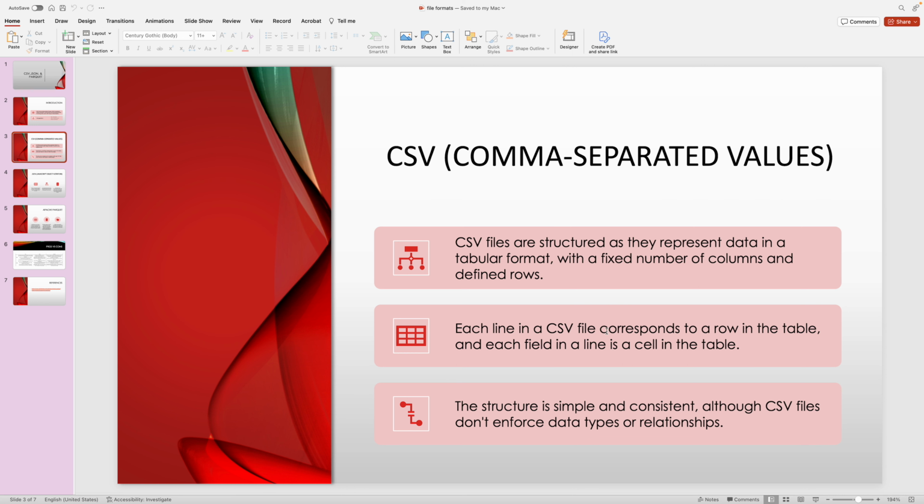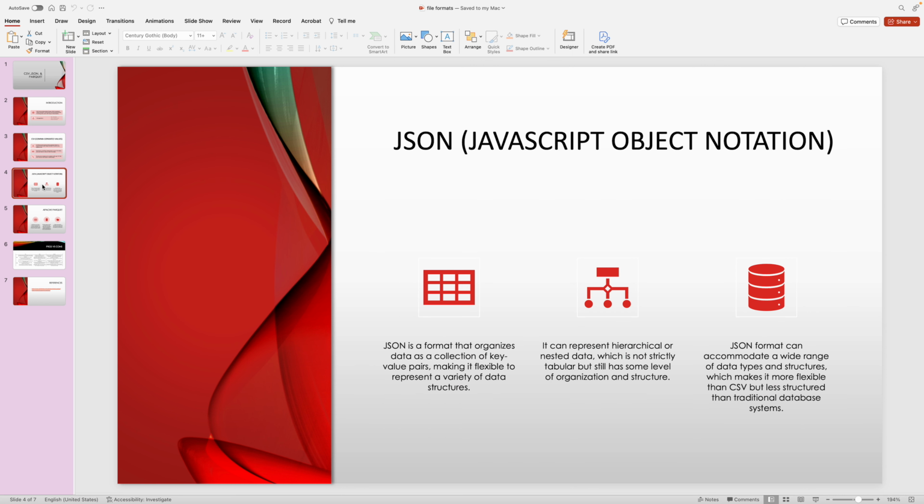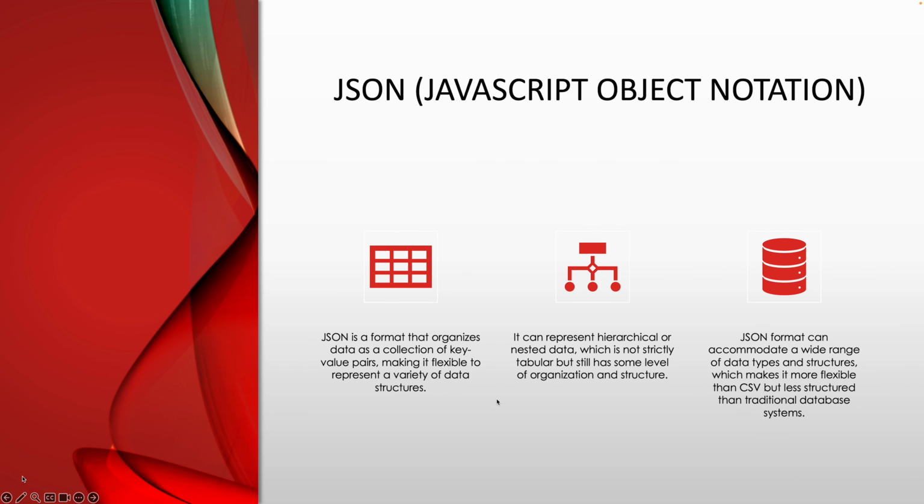Now, moving on to the JSON file format. This stores data as a collection of key-value pairs, making it flexible to represent a variety of data structures. It can represent hierarchical or nested data, which is not strictly tabular, but still has some level of organization and structure.